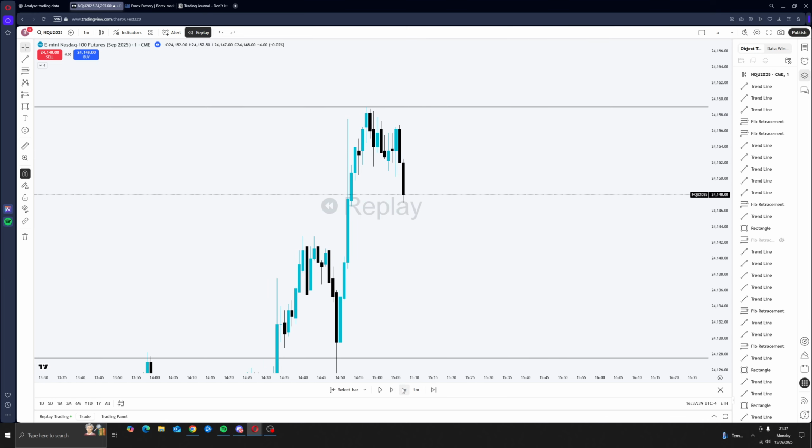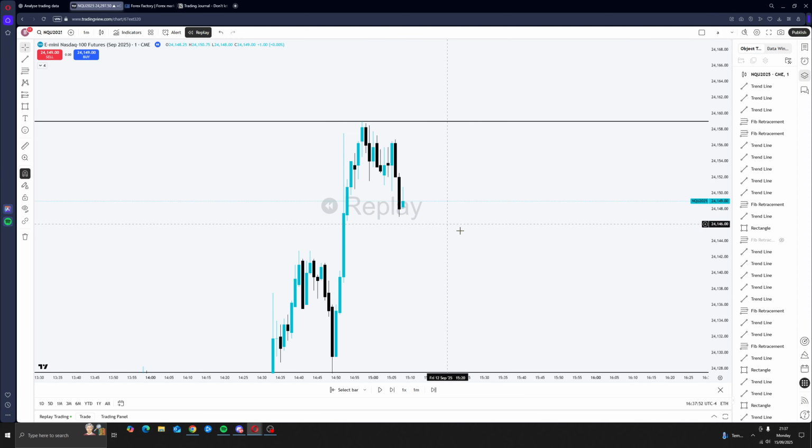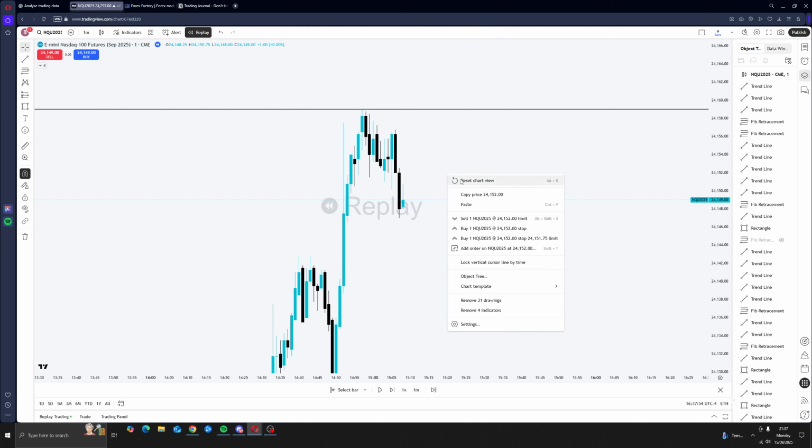So model the fade. If this closes as a displacement with a gap, just leaving the fair value gap, then that's an entry. Okay, there is a gap. I don't like it, but it is what it is. I'm guessing like the risk won't be too much because it's only to here.